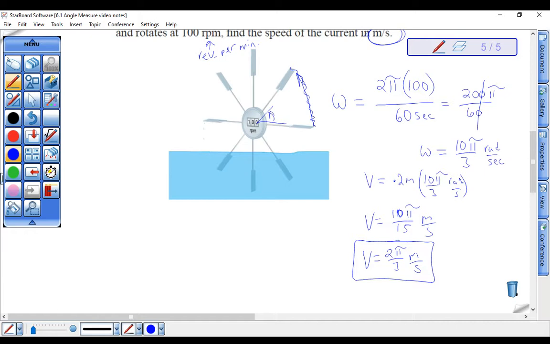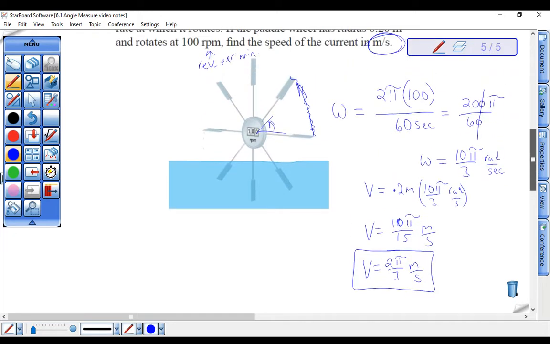So there you have it. Those are our video notes. I hope this made sense. That covered a lot of stuff, but there you have it.